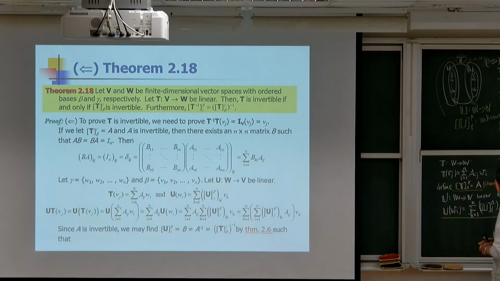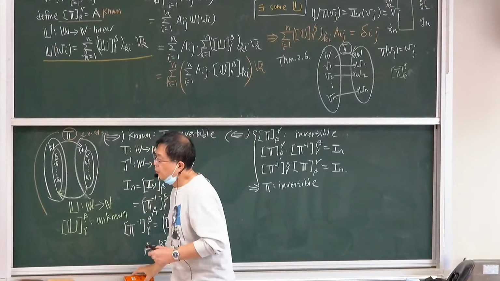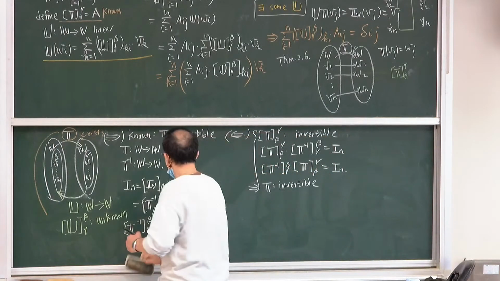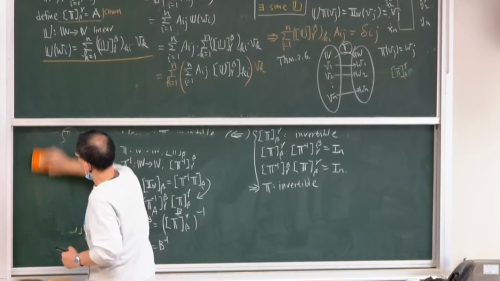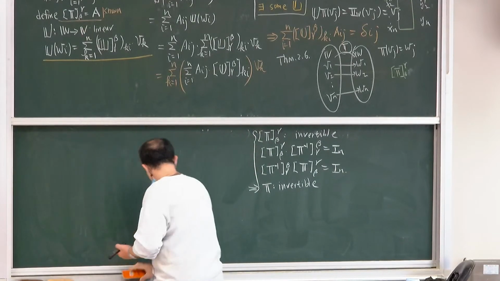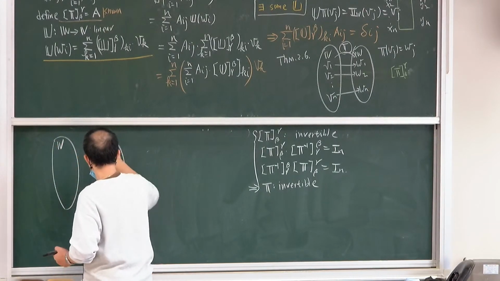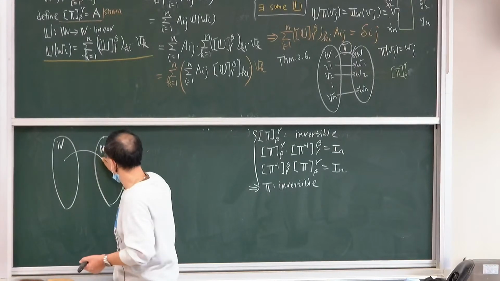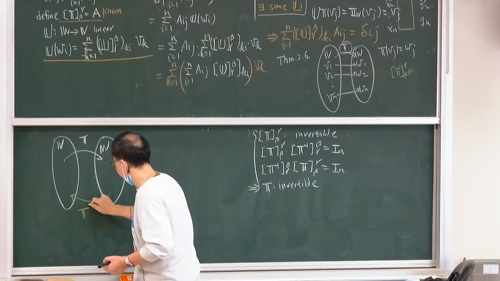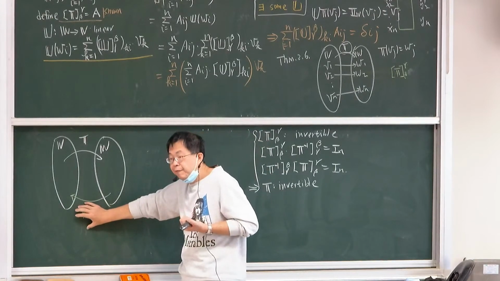Okay, so right now what we are doing is, from the theorem, what does it tell us? It tells us that I have a vector space V and W, and I already know T. Right now, we don't know what T inverse is. How can we find T inverse?